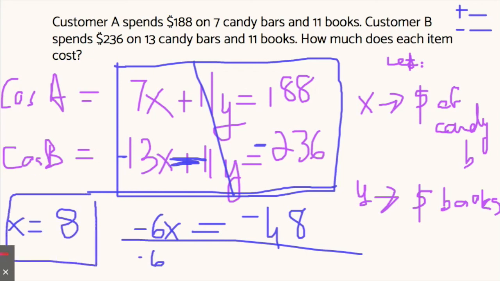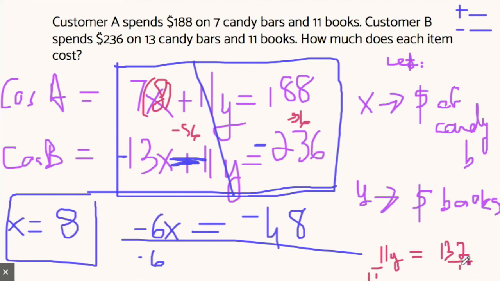Now that we know what x is equal to, we can plug that into this equation and find our y. Seven times 8 is going to be 56. 56 plus 11y is equal to 188, so we can subtract 56 on both sides. 188 minus 56 is going to be 132. And that is 11y is equal to 132. 132 divided by 11, divide both sides by 11. It's going to give us y equals 12.